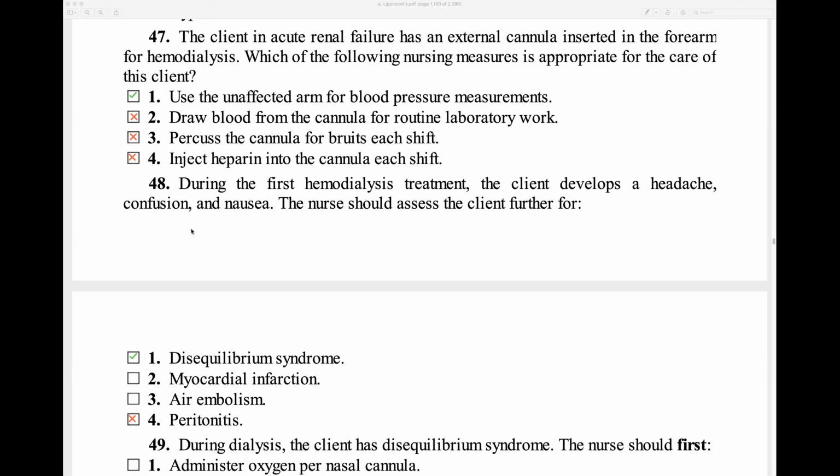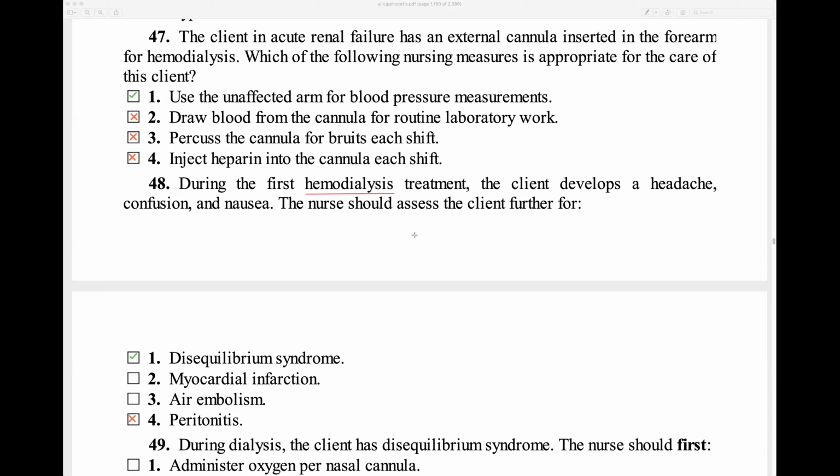Even though we didn't talk about disequilibrium syndrome, I wanted to see if you're paying attention. Ladies and gentlemen, if you want to pass the NCLEX, the first step, besides learning the content, which is what you're doing here in my review, is you have to learn how to read the question. Do not get a question wrong off of a simple word that you didn't pay attention to. If you want to pass the NCLEX the next time you go, you have to pay attention to the words in the question. Remember, hemodialysis is not the same as peritoneal dialysis.